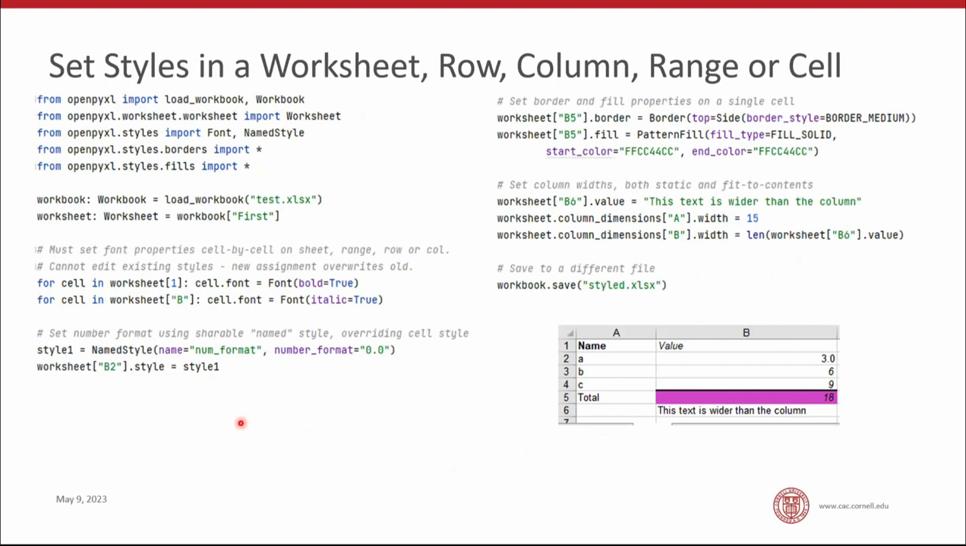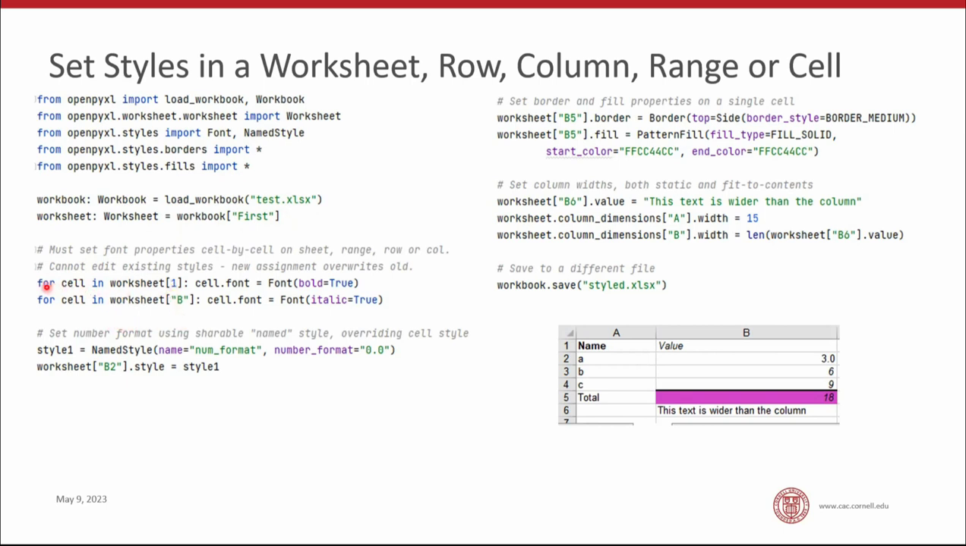OpenPyXL is a little different with regard to setting styles than closed XML was. We have to import quite a few more things here because there's a styles section and every different thing, fonts and borders and fills, are all in their own area. I'm going to load the same example file, find that first worksheet. Now OpenPyXL does not provide a way to assign some style values to a whole column or row or a range or a whole sheet. In all those cases, you've got to do some iteration.